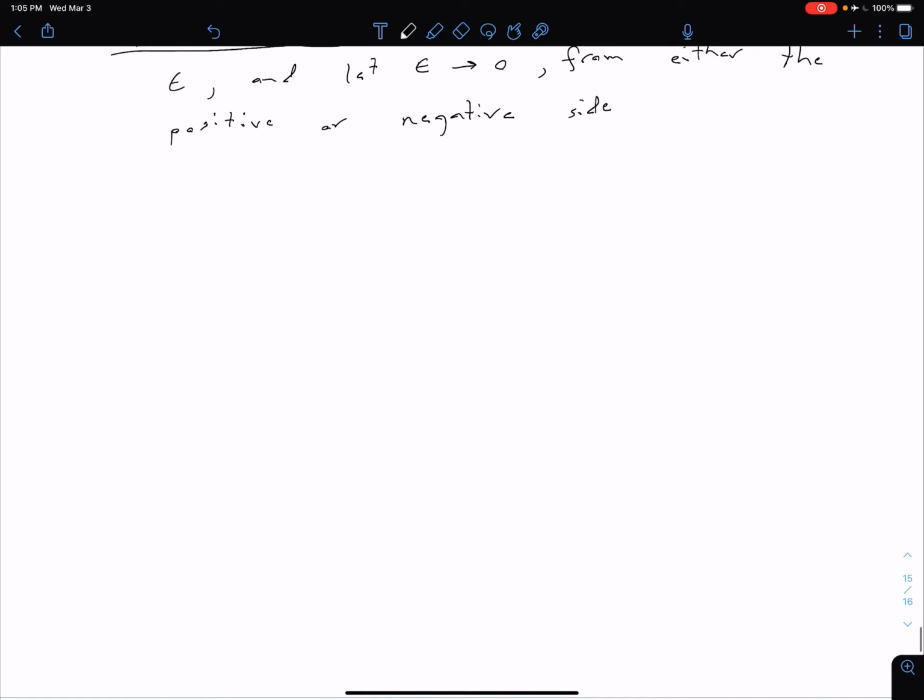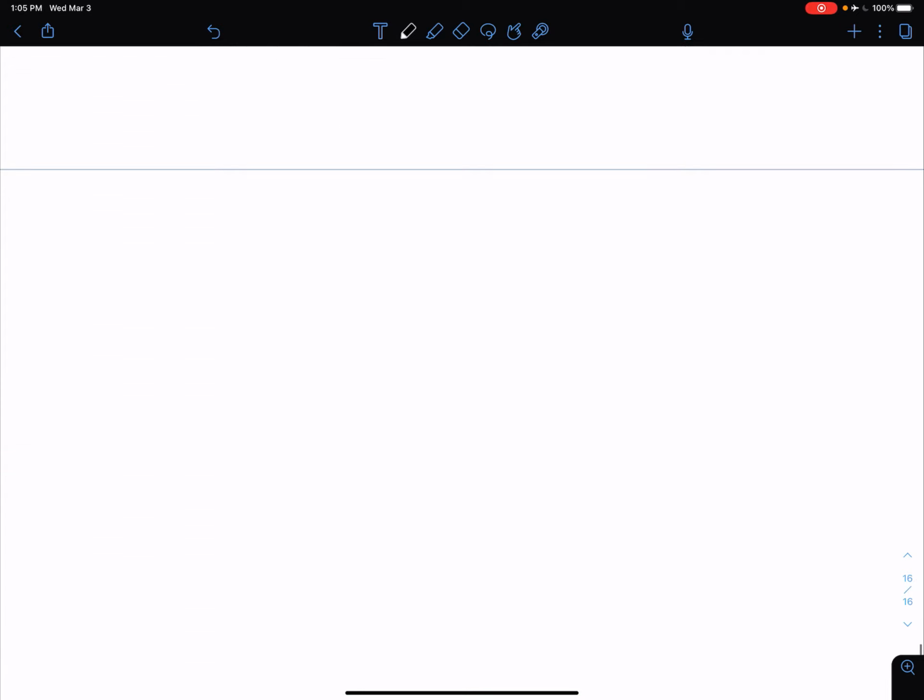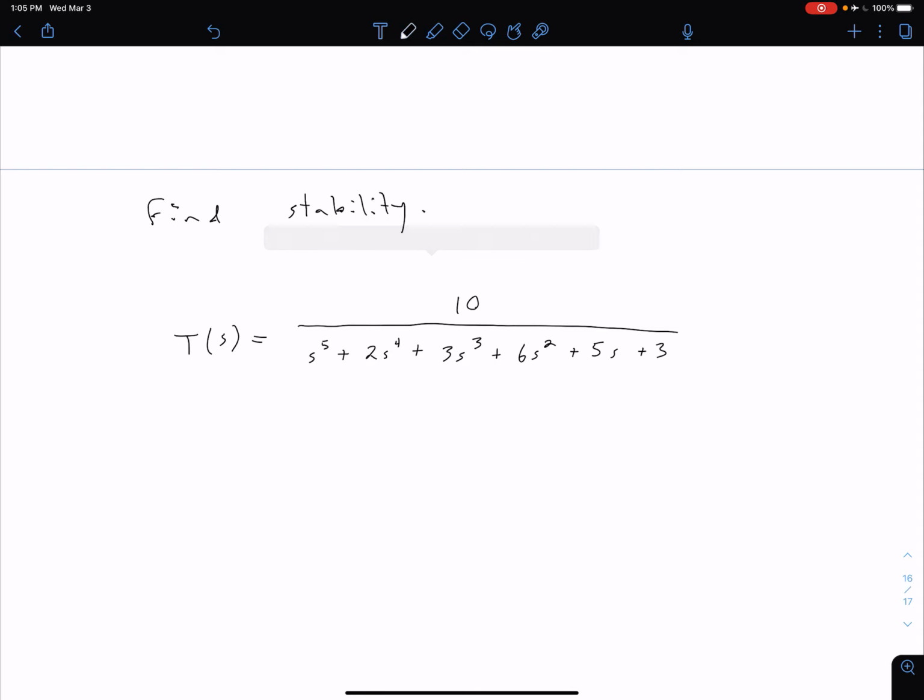Let's say we want to determine if a system is stable. So let's take a look at some equivalent transfer function, T of s. Instead of find, I should really say determine stability. We're determining whether or not the system is stable. We're not designing for stability in this case.